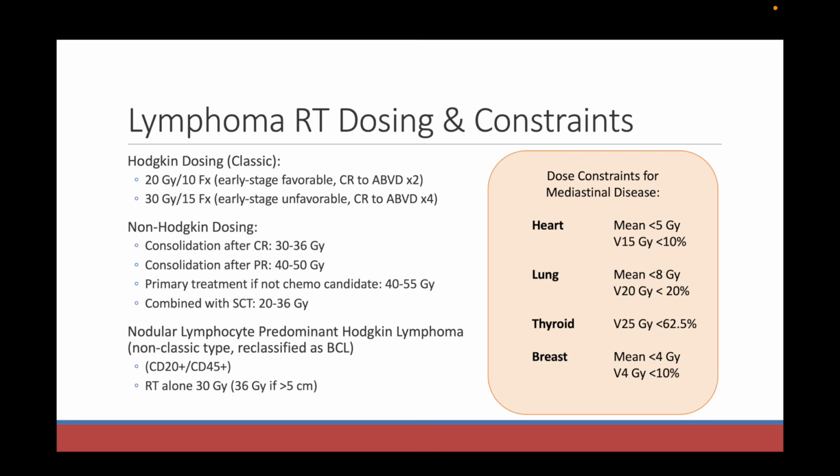Thyroid, you want your V25 gray to be less than 62.5%. And you want your breast mean to be less than 4 gray, and you want your V4 gray to be less than 10% for the breast.